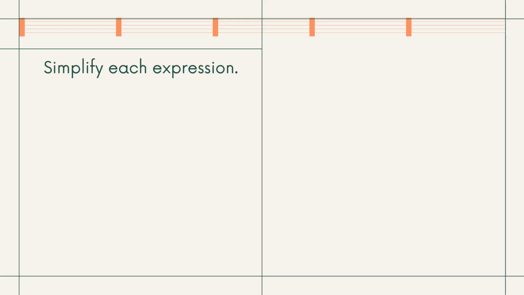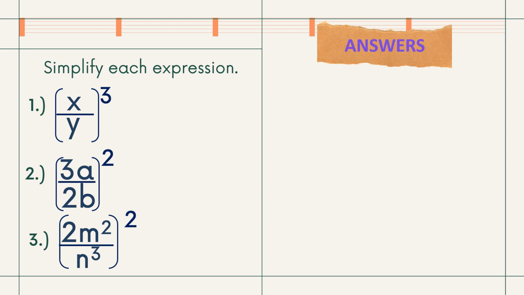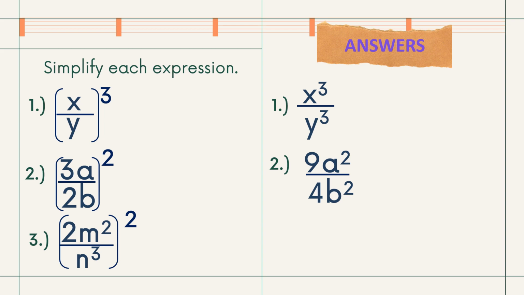Okay, let's try some exercises on Power Rule 2 for quotient. Simplify each expression. Pause this video and write your answer on a sheet of paper. Okay, let's check your answers. What is your answer for number 1? Alright, you get the correct answer, and it is x cubed over y cubed. How about number 2? Alright, the answer is equal to 9a squared over 4b squared. How about number 3? Yes, your answer is right.